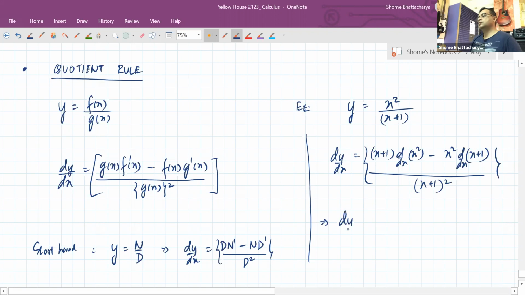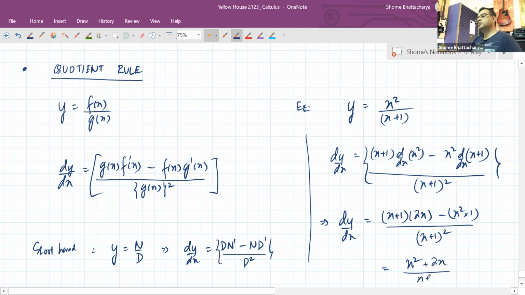So this should become x plus 1 into 2x minus x square into 1, because derivative of x plus 1 will be 1, and of course whole thing divided by x plus 1 whole square. So this will become x square, because 2x square minus x square, plus 2x upon x plus 1 whole square.